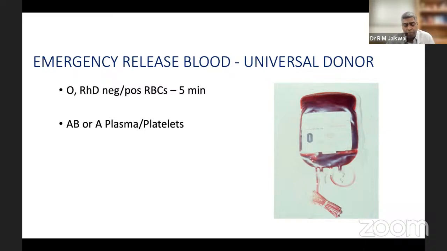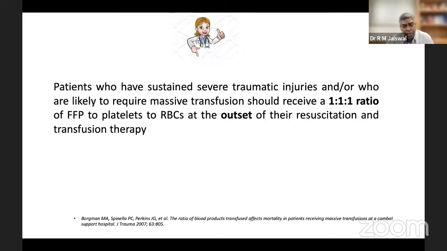But for the emergency situation, O negative PRBC and AB positive or negative plasma or RDP product can be used for the emergency release. And the patient who sustained severe traumatic injuries and who is likely to require massive transfusion should receive 1 unit of PRBC, 1 unit of random donor platelets, and 1 unit of FFP in the ratio.